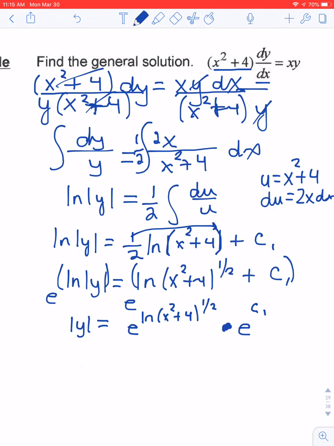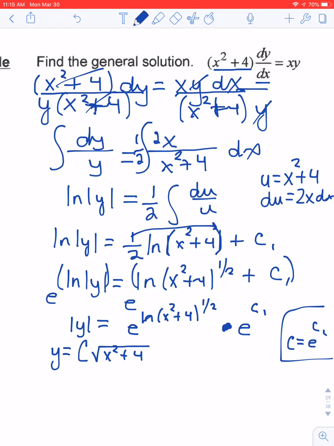So now think about it. If you have two bases that are the same, you add the exponents, so we could go backwards. Now when we do this, e to the c1, I'm going to make c. And I can remove the absolute values because e to any power is always positive, so y is never going to be negative. The e and the ln will cancel, and I just have the square root of x squared plus 4 times c. And that's my general solution.